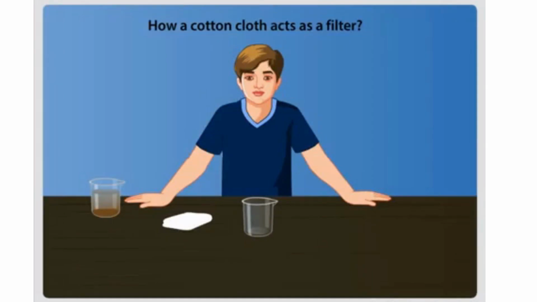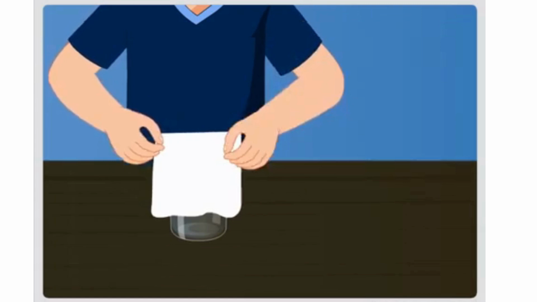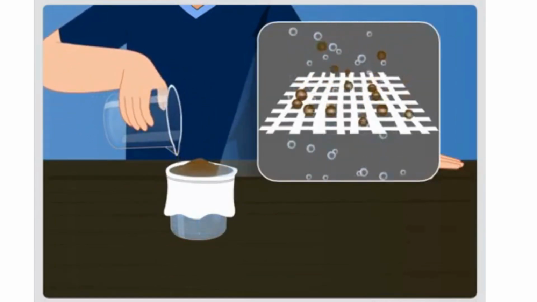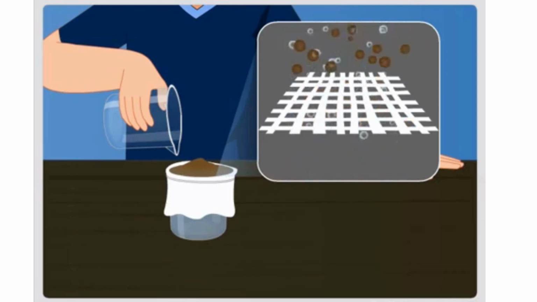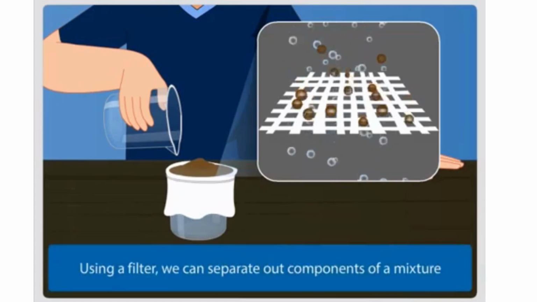Let us learn how a cotton cloth acts as a filter. In a piece of cloth, small holes or pores are there in between the woven threads. It is actually these small pores that act as a filter. The soil particles are bigger in size than these pores, so they cannot pass through these pores and remain in the cloth, while water molecules, being smaller than the pore size of the cloth, can easily pass through the cloth. Thus, by using a filter, we can separate out components of a mixture.